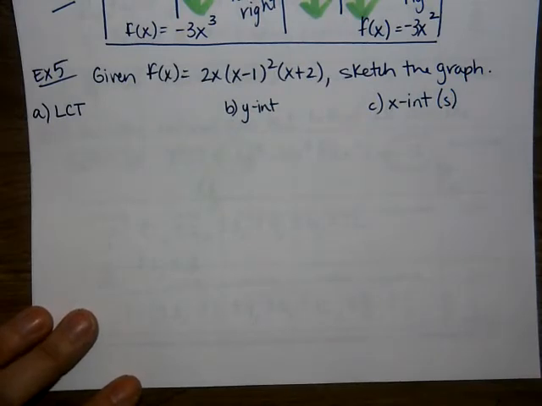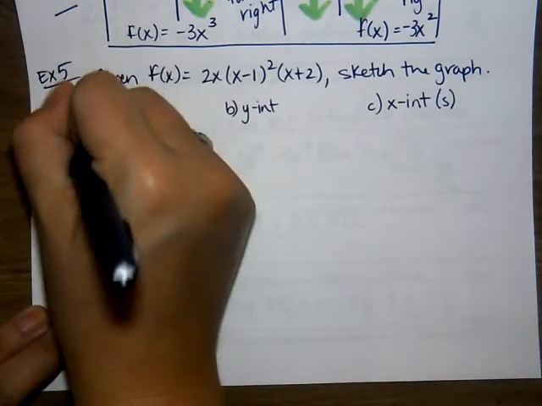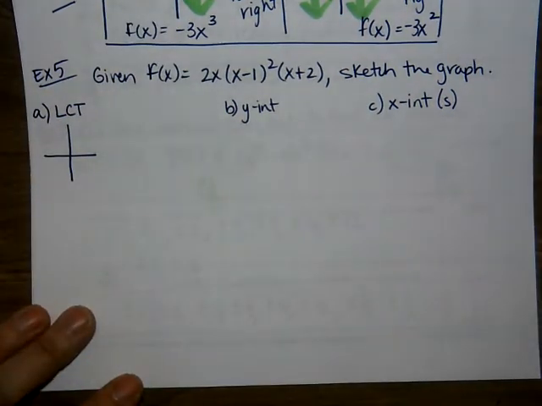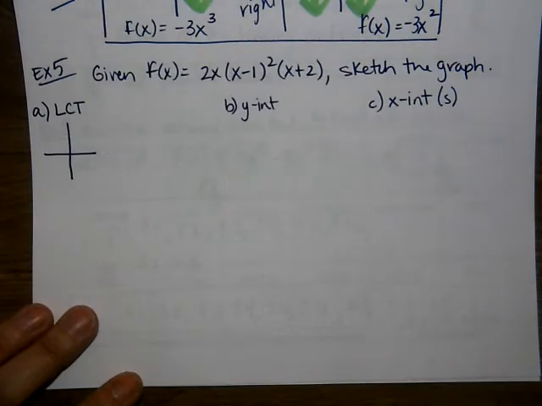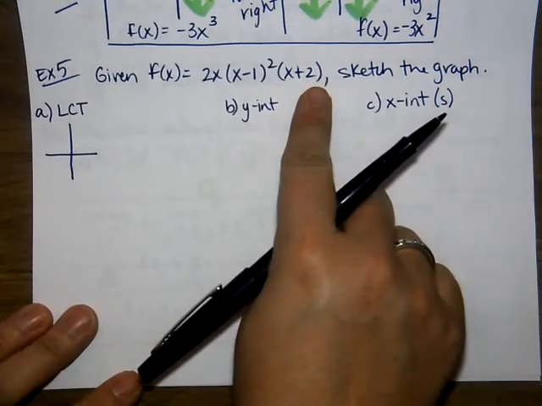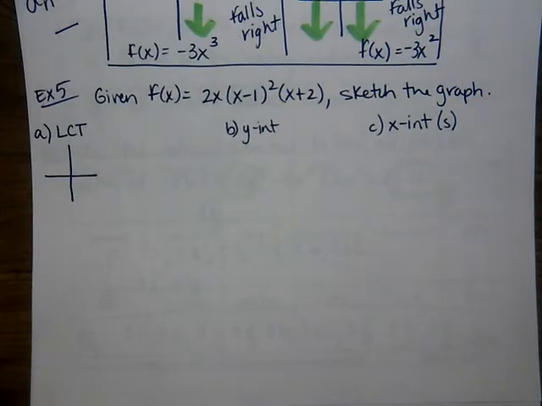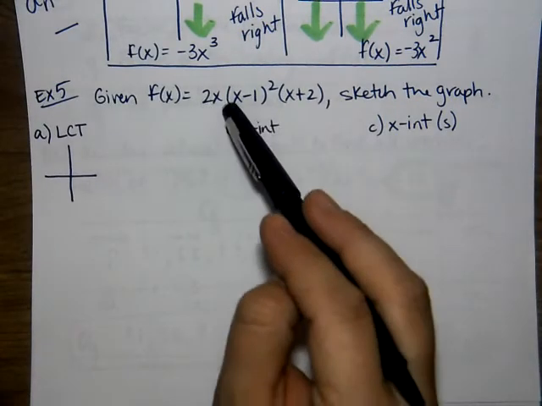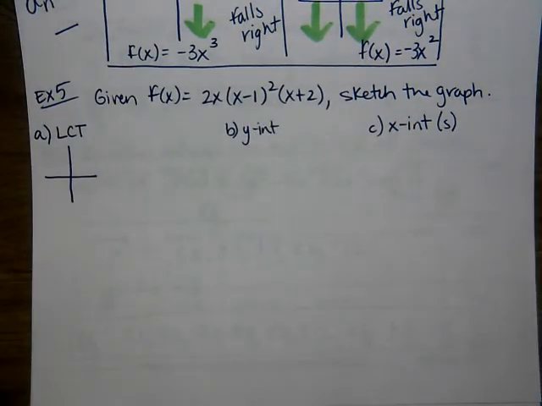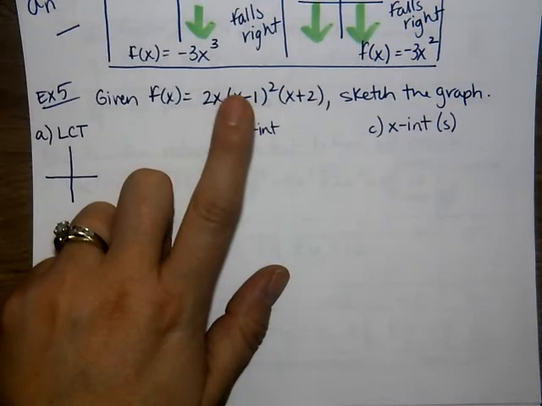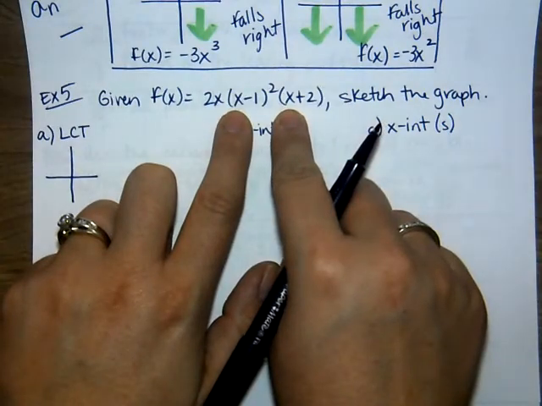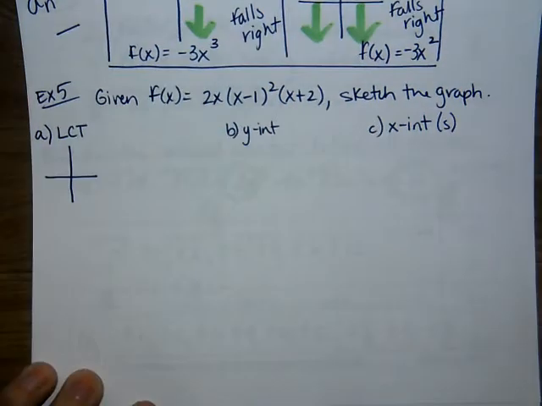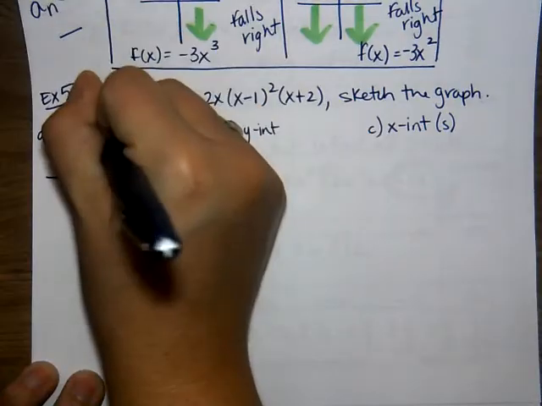Okay, so taking a look at this, the first thing I do is the leading coefficient test. So all I want you to do is draw little axes and think about your leading coefficient. Notice that this polynomial is already factored for us. So I have to think about what the leading coefficient is. It's not 2x. It's not x squared. What is it? Two x times x squared times x. 2x to the, not fifth, but the fourth.